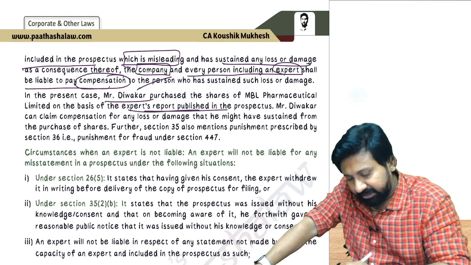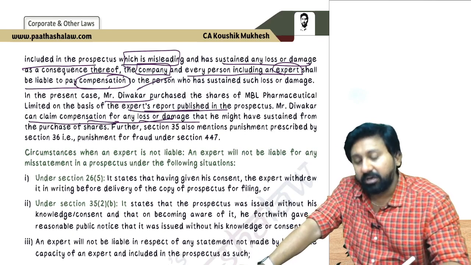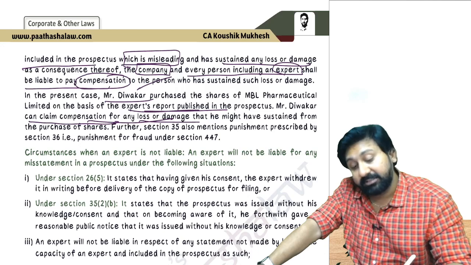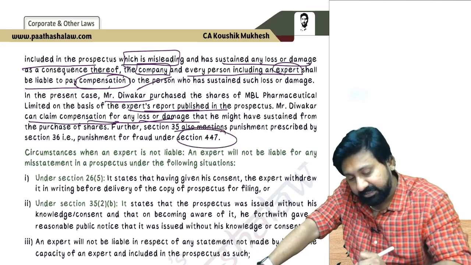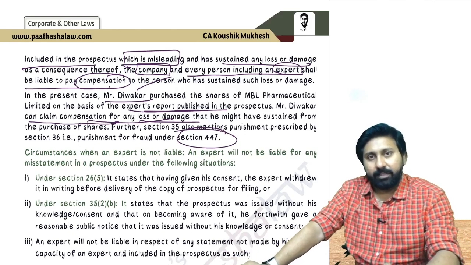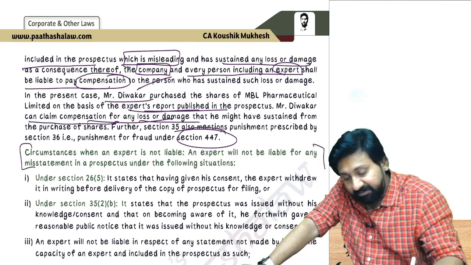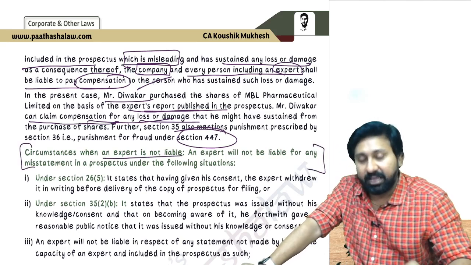Okay. Next, what can he claim? He can claim compensation for any loss or damage. Not only that, the persons who authorized that prospectus shall be punished under section 447. Expert will be punished under 447 for fraud. Along with that, circumstances when an expert is not liable.